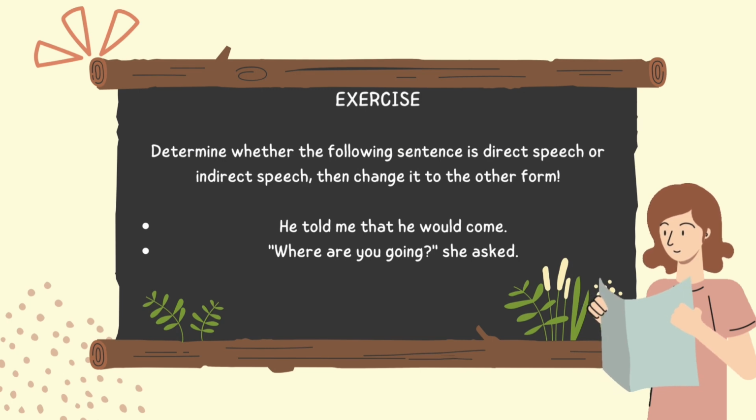Okay, we move to the last exercise. The rule is determine whether the following sentence is direct speech or indirect speech, then change it to the other form. The first one is, he told me that he would come. And the second one is, "Where are you going?" she asked.